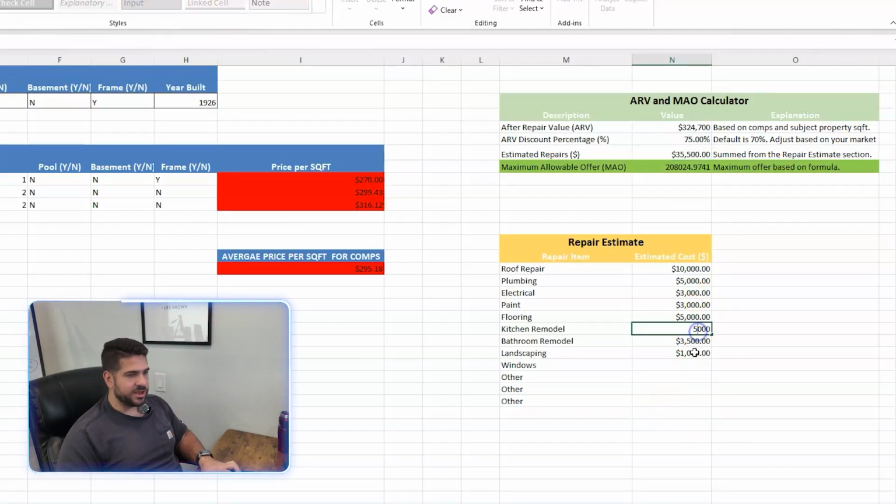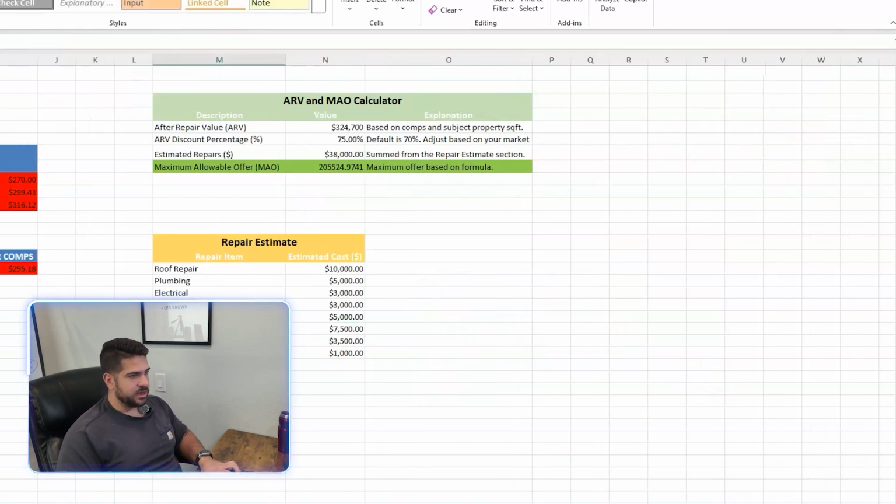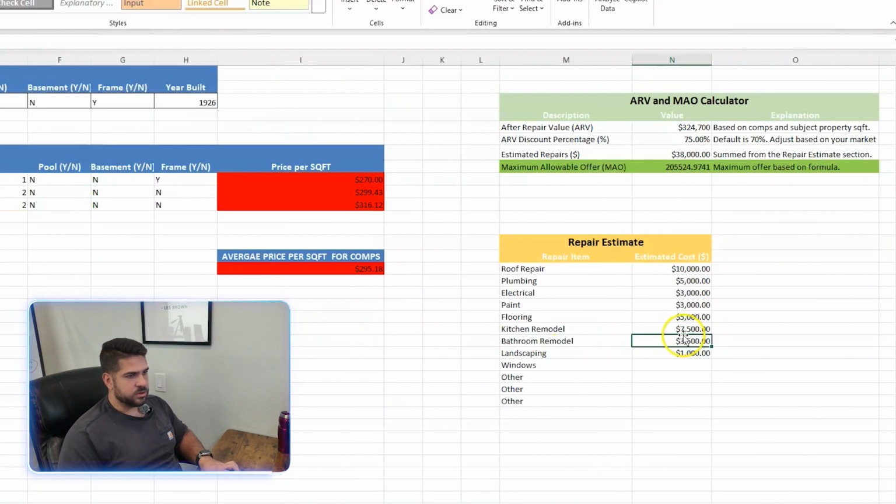A lot of times it's a lot more than that, because the bathroom and kitchen remodel should be more. Just to make it a little bit more realistic, let's say $7,500 is the kitchen, and the bathroom is probably about $5,000. Okay, so almost $40,000 is what you have to spend on repairs.